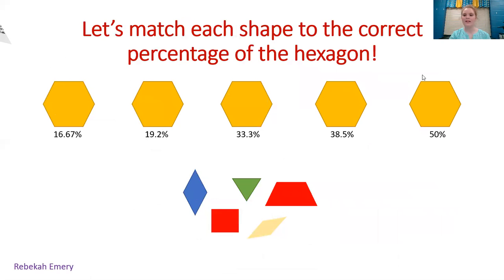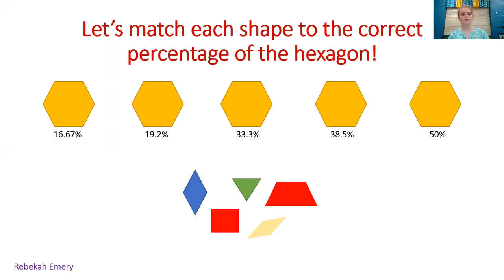Now let's match each shape to the correct percentage of the hexagon. A question for this slide could be, how can I determine approximate percentage of the whole? Well, let's look at these shapes and determine the percentage of each compared to the whole. The whole for this activity will be the hexagon.